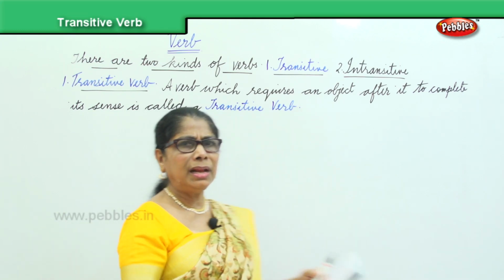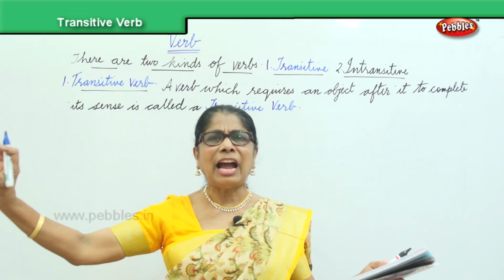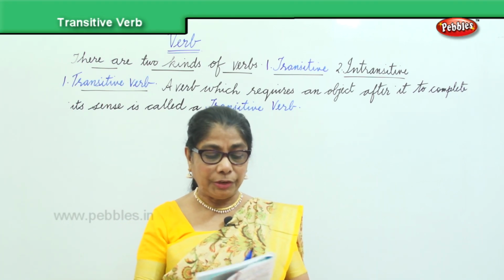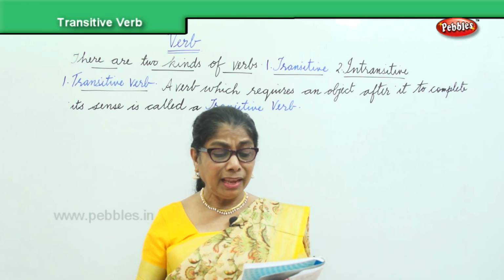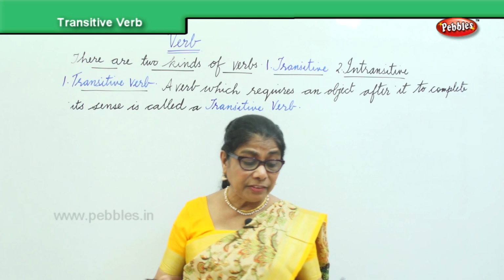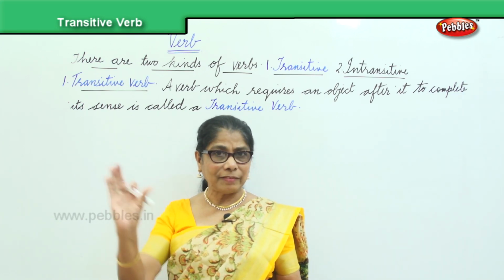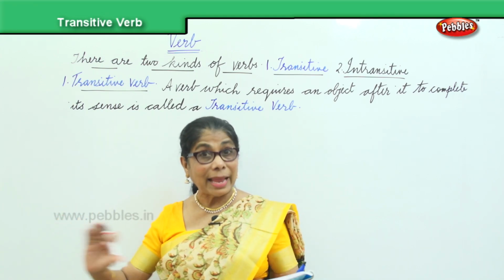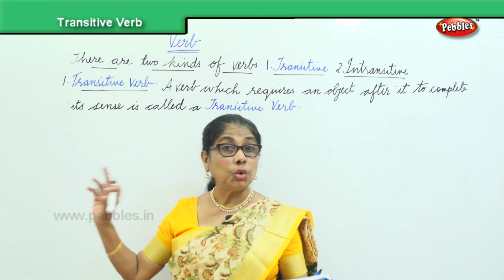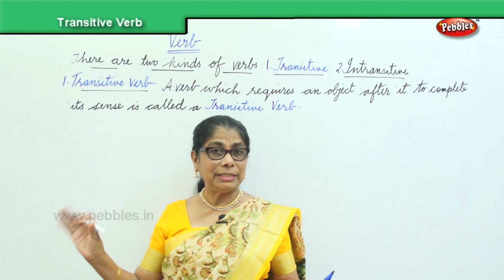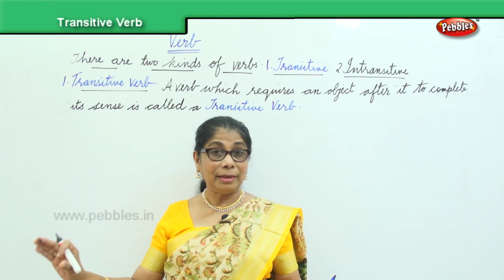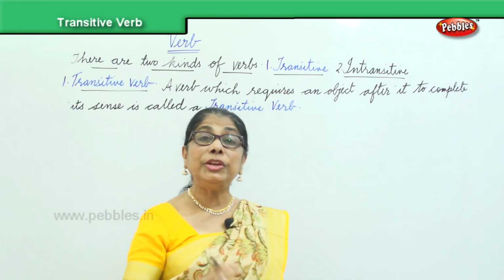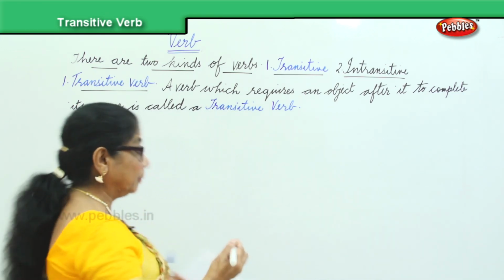All you need to remember, a transitive verb needs an object after it to complete the action or to make sense. And only that we need to remember. Now, in a transitive verb, the action passes from the subject to the object when the action is completed. Let's look at the sentences to understand the transitive verb. It needs an object, so the action is passed on from the subject to the object. We need to look at the sentences to understand better.